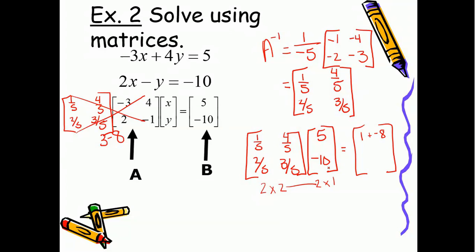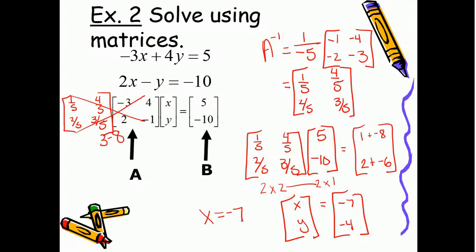I gotta multiply, so that was my first row by my column. Now the second row by my first column. So 2/5 times 5 is 2. And 3/5 times -10, -30 over 5, so -6. So my answers: 1 plus -8 is -7, and 2 plus -6 is -4. So my variable matrix, because this was left over, right? So I know x equals -7 and y equals -4.